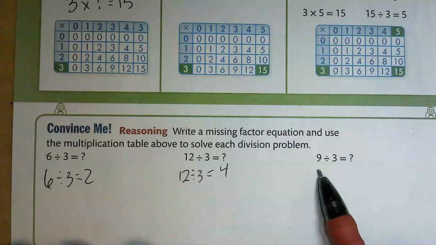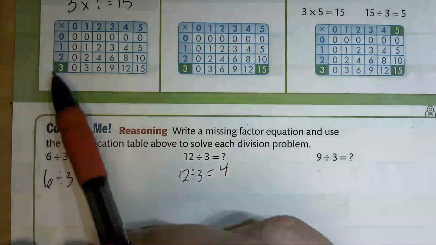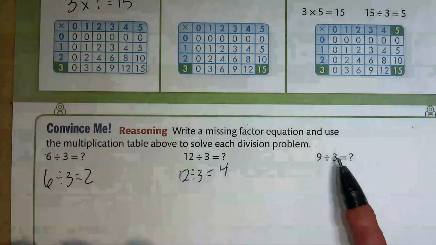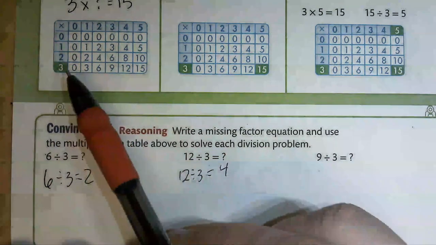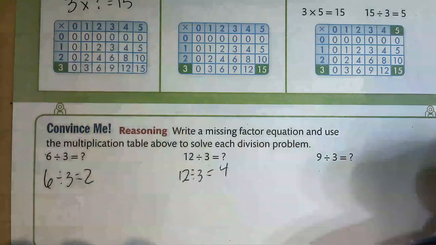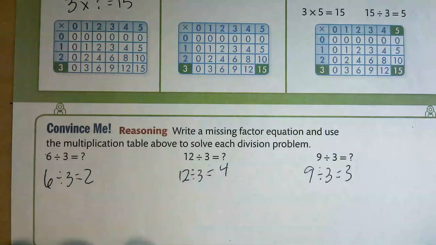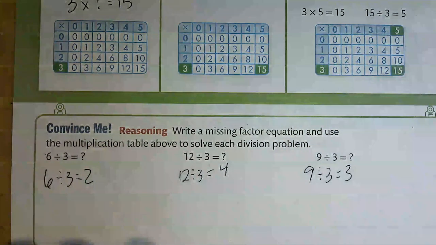And now our last one is 9 divided by 3 equals what? If you haven't solved it yet, pause it, try it out. All right, but we're going to come up to our 3. That's our one factor. And we're going to go across till we find 9. Whoop, there it is. And then we go up. Oh, that's a 3 also. So 9 divided by 3 equals 3. All right, that's the skill that we are practicing.